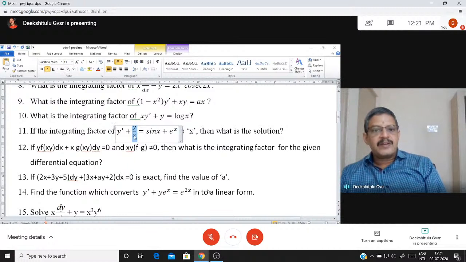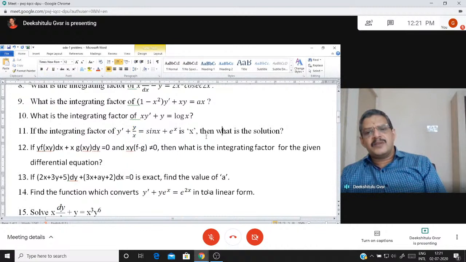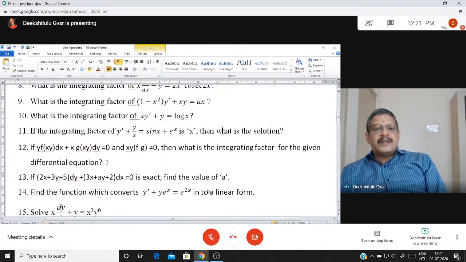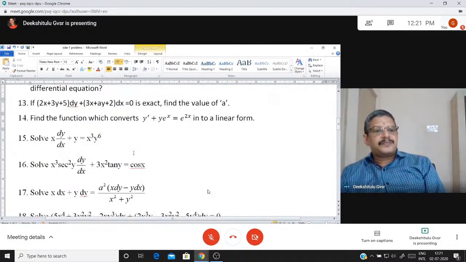What is p of x here? 1 by x. And then what is the solution also that he has asked. Then y into f of xy dx plus x into g of xy dy is equal to 0. Then what is the integrating factor for this type of problems? We have already done, we have discussed this issue.